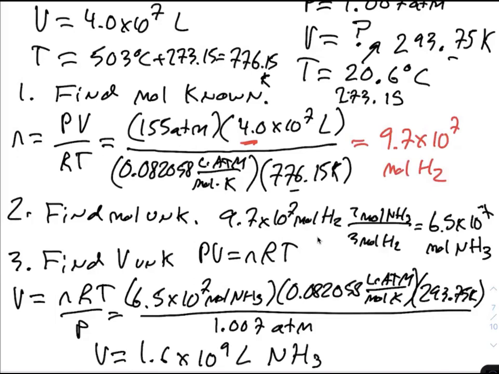Okay, so that's an industrial process to make ammonia. That's about as hard as they could get for gas stoichiometry. So I had to input the ideal gas law for step 1, and I had to output the ideal gas law for step 3, right? I always have to use the mole ratio.